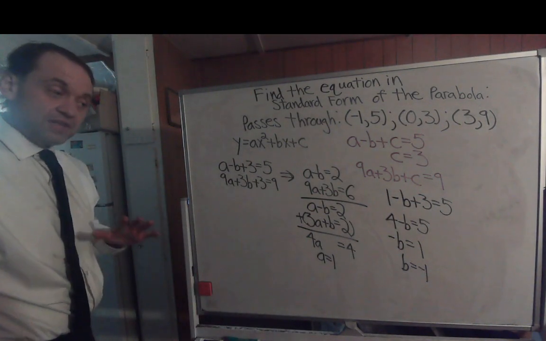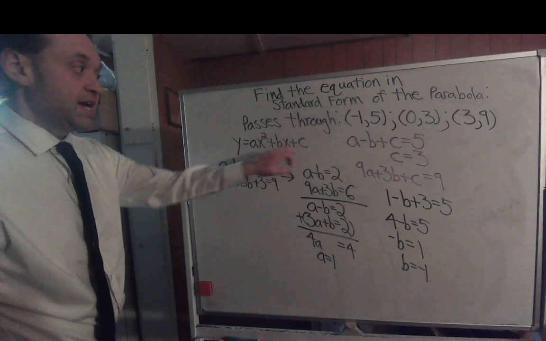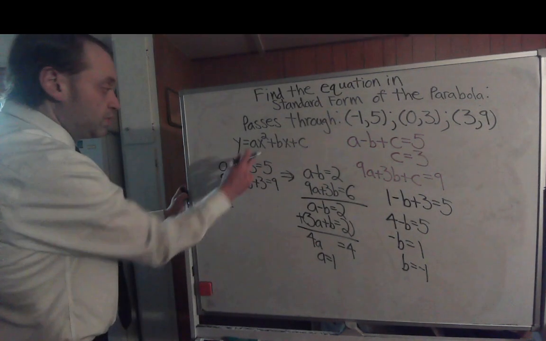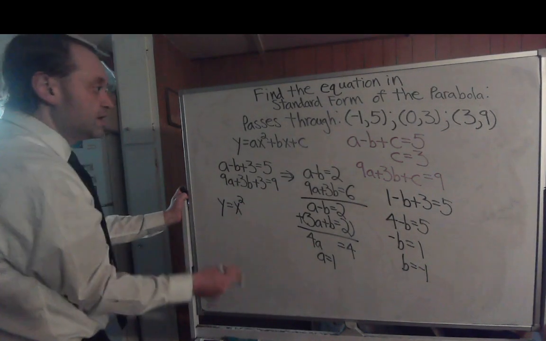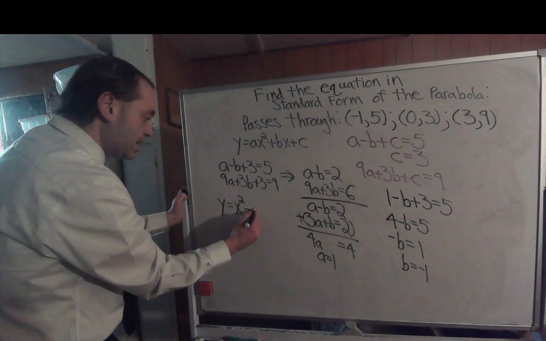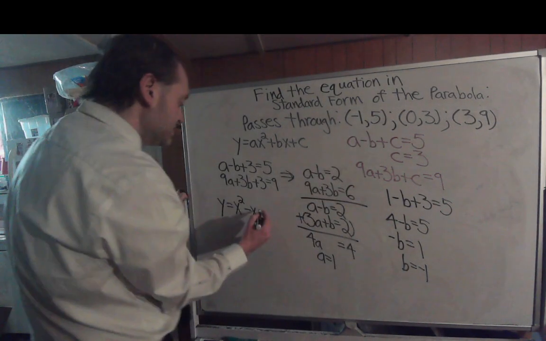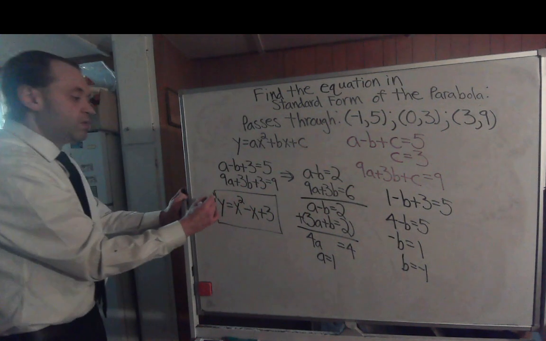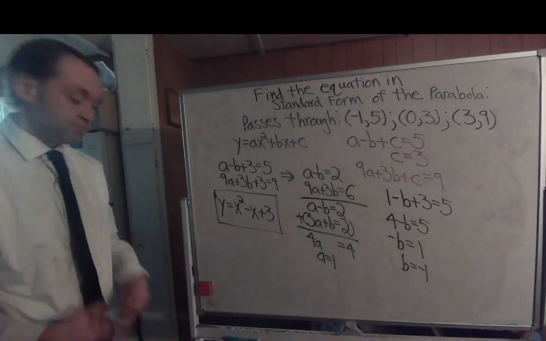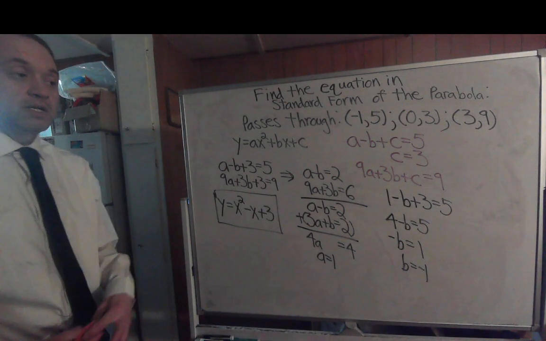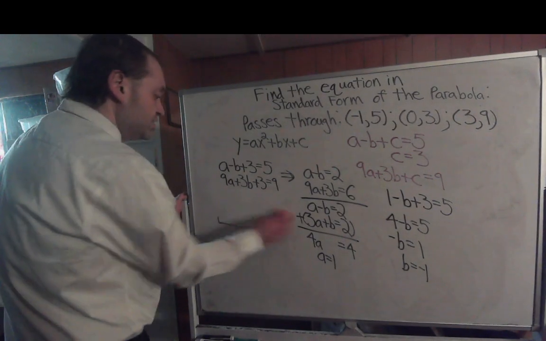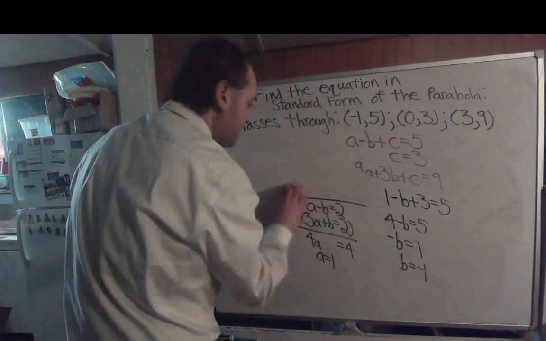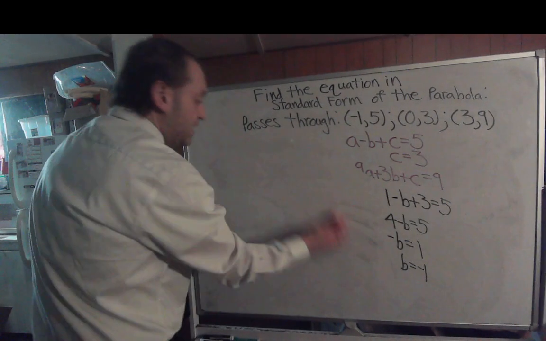So all you're going to do now that you've solved the system, take all those values, put them in for a, b, and c, and you'll have your equation in standard form. So y would equal, that 1 times x squared is just x squared. B is negative 1, so you have x squared minus x, and then that c is 3 plus 3. So you literally end up getting y equals x squared minus x plus 3 for this particular parabola. So this one can be a bit of a doozy because you have to use systems of equations, but it is a viable method.